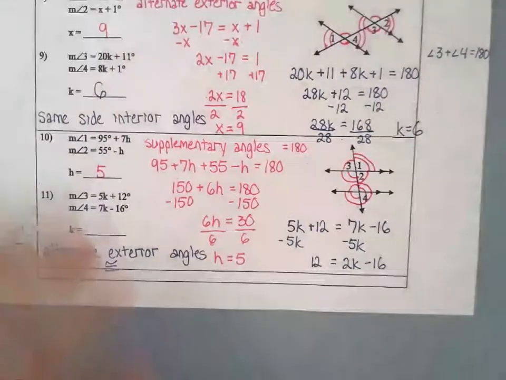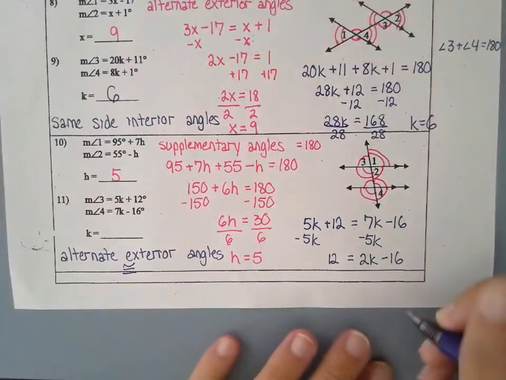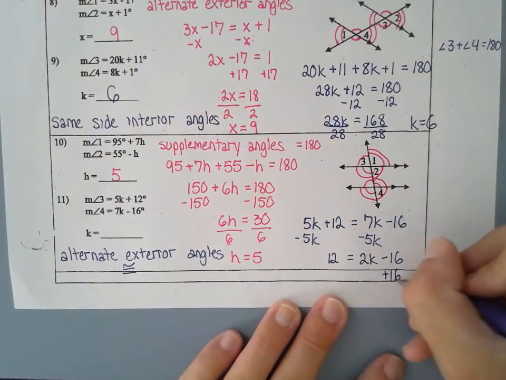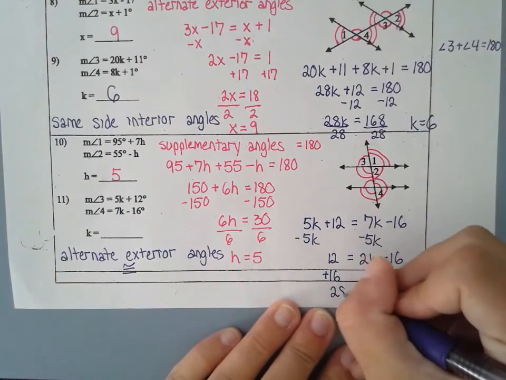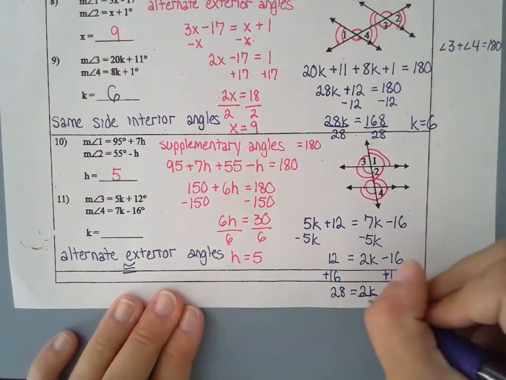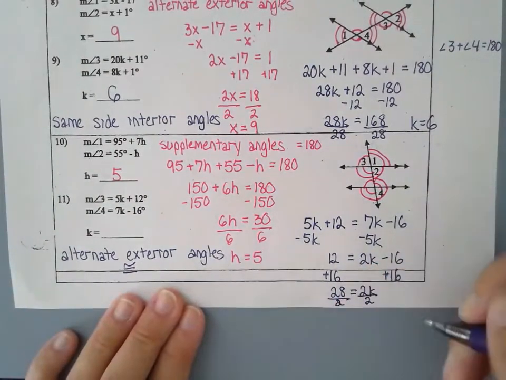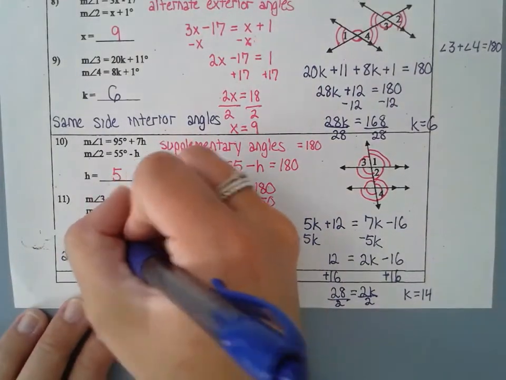Once I subtract 5k from each side, I'm left with 12 equals 2k minus 16. I'm going to add 16 to each side, which leaves me with 28 equals 2k. From there, I divide each side by 2, which leaves me with k equals 14.